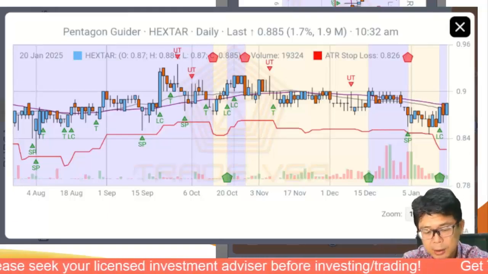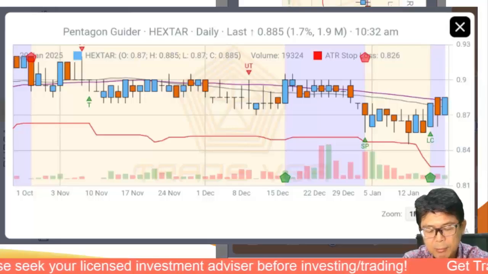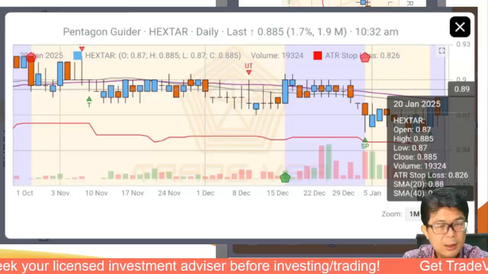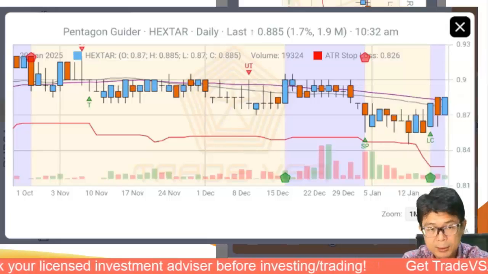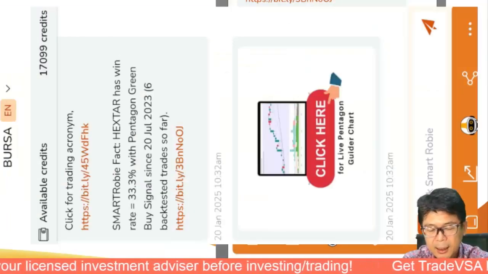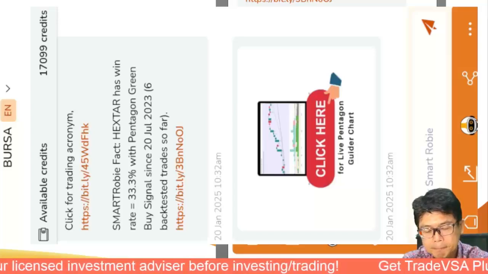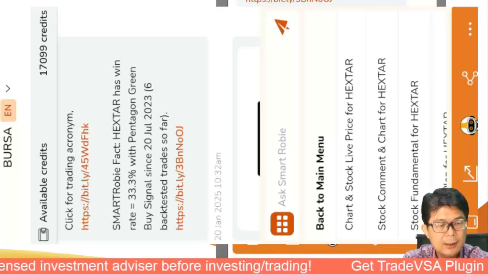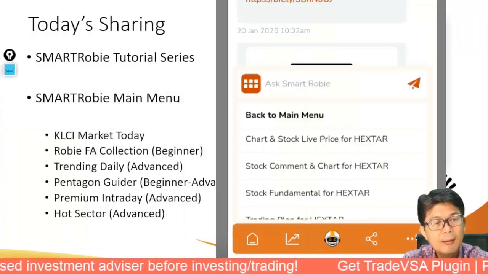That's pretty good, I like this too. Zoom back to 3 months. It did pull back here. You can see the pullback, and then this morning it's up 1.7%. And you can also check out the trading plan. To check out the trading plan, let me just rotate this back up again.